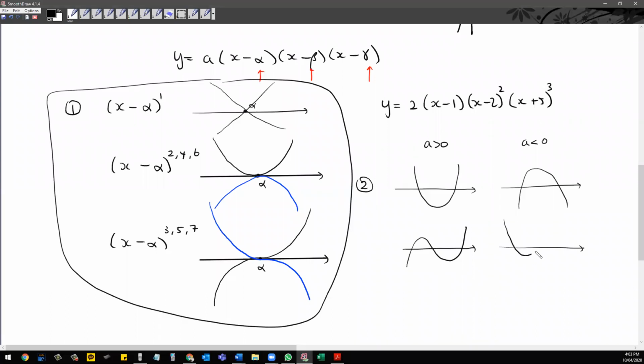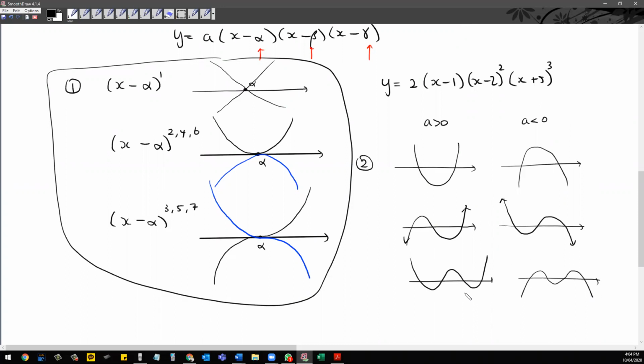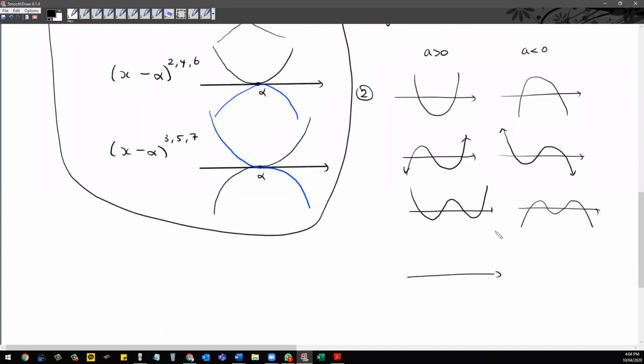So for cubic, it's going to go like this. That's the direction. So it's up, down, down, up. For quartic, if it's power 4, then it'll look like this, or like this, and so on. If it's power 5, it's up there, down there, up there, down there. So maximum going through 3 points there, 4 points there, 5 points there, right? So this pattern continues.